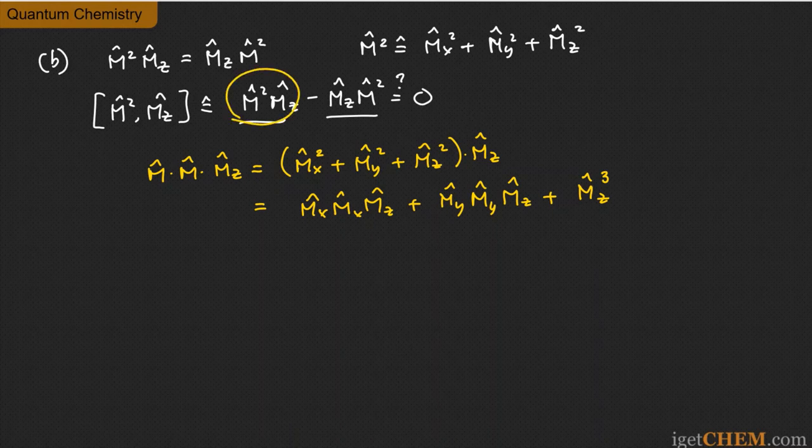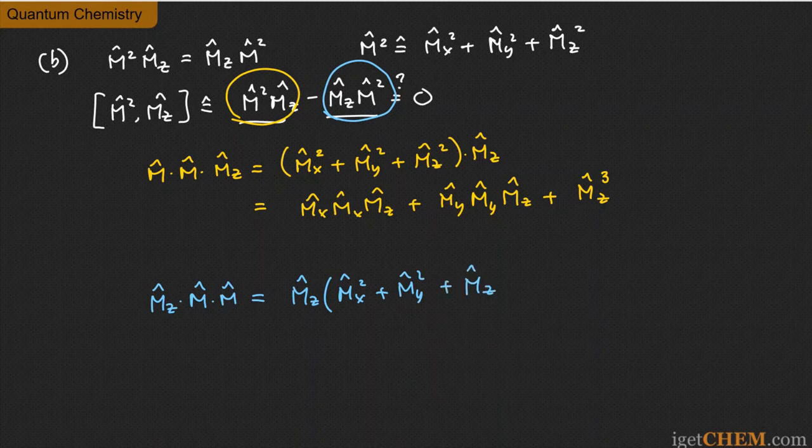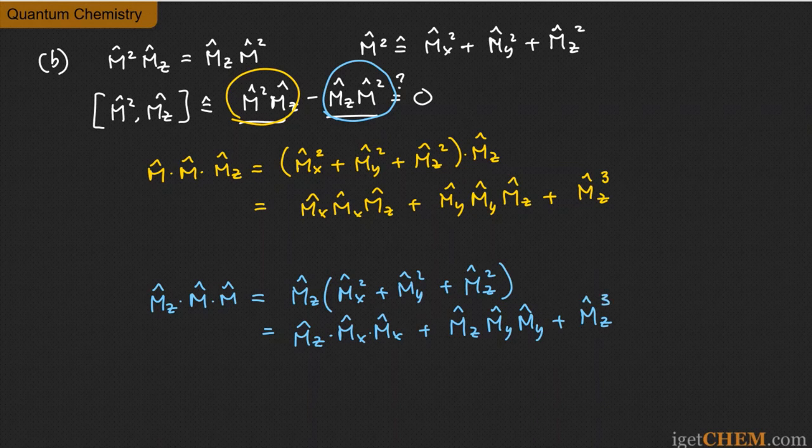So that's this one. And now we're going to write down the equation for that one. So that is mz, m, and that is mz, mx squared plus my squared plus mz squared, and that is mz, mx, mx plus mz, my, my plus mz cubed. So that's the other expression.